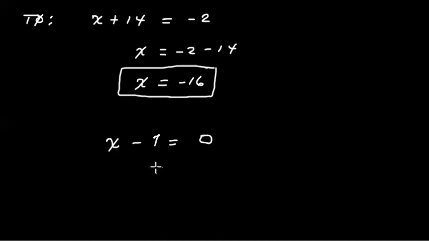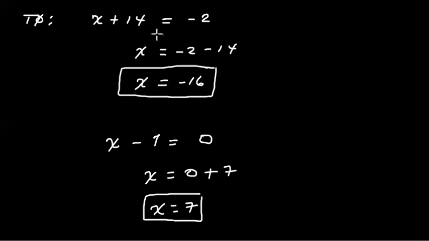But the same situation applies. We're going to transpose the minus 7. So I'm going to have x is equal to 0 plus 7. We don't even have to write the 0 there. But notice that this becomes a positive 7. Hence, x is equal to 7. All right. And you're going to see how and why this is going to be very helpful for you. All right.